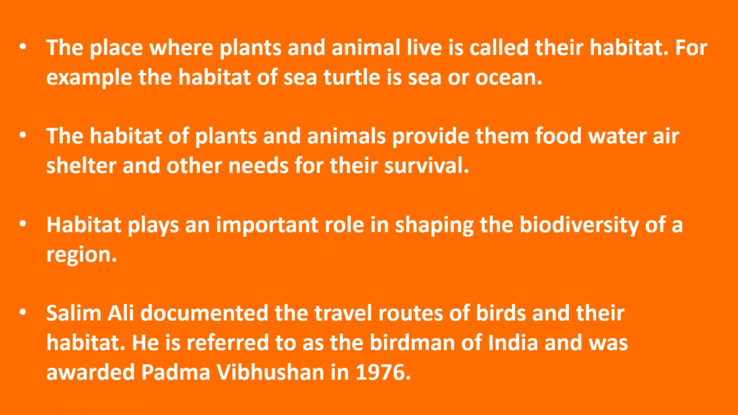The place where plants and animals live is called their habitat. So this is the definition of habitat. For example, the habitat of a sea turtle is the sea or ocean. The habitat of plants and animals provides them food, water, air, shelter and other needs for their survival. So whatever is required by plants and animals is provided by the habitat. For example, food, water, air and shelter.